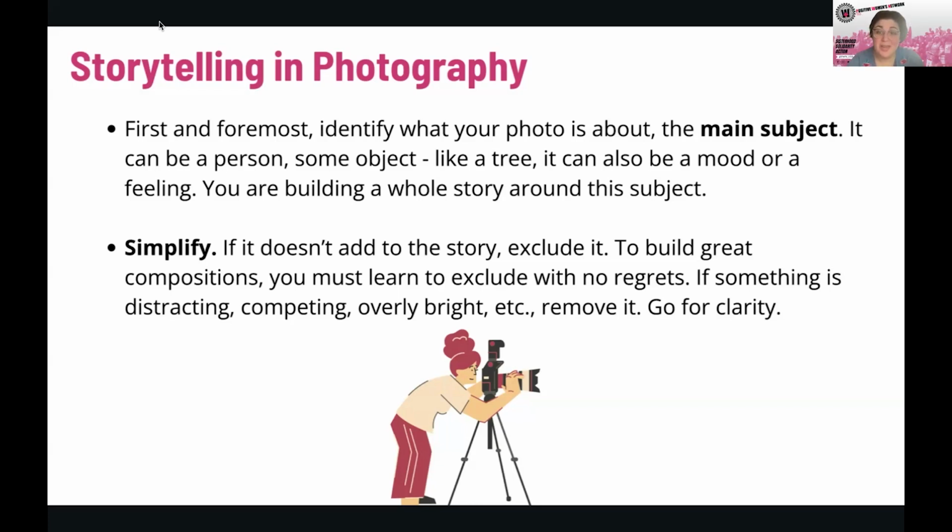And then second of all, just keep it as simple as possible. If there's something that's going to be in the shot that doesn't add to the story, try to move so that it comes out of the picture. Exclude it. To build a great composition, you have to learn to take things out. It's like how Coco Chanel always said, take one thing off before you walk out the room. It's the same with any kind of design or composition. You don't want to overwhelm the senses. You don't want to go for too much, but just enough, right? If something is distracting or competing for attention or it's too bright, take it away, because that's where the eye is going to go instead of the story you're trying to tell. Just go for clarity. All right, let's go to the next one.